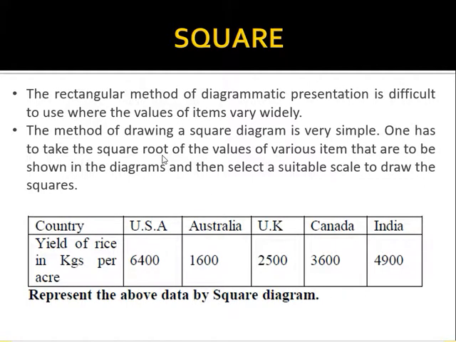In a rectangle, two dimensions are considered. So here you take new data, where different countries are represented, and this is the yield of rice in kg per acre from all these countries.